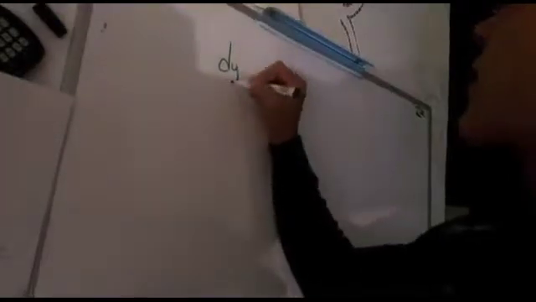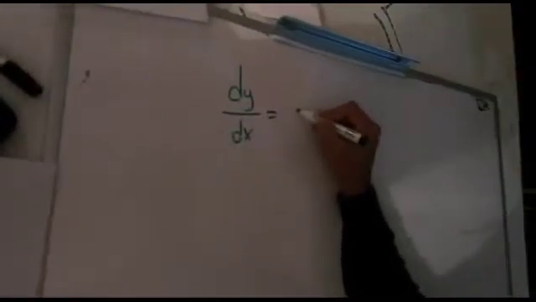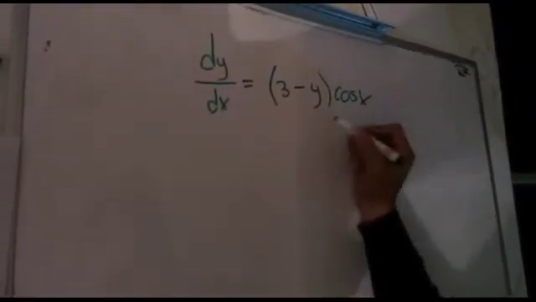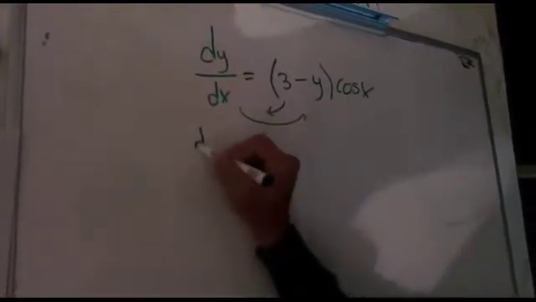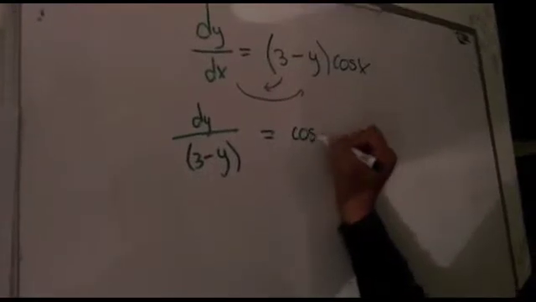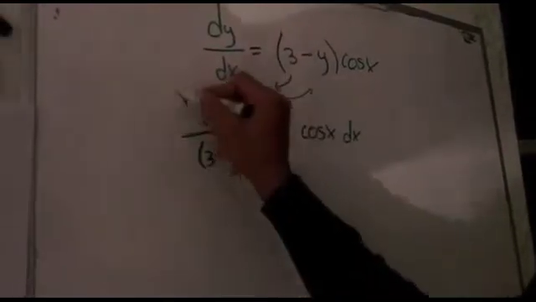Find y equals f of x, the particular solution to the differential equation with the initial condition f of 0 equals 1. First, we need to separate our x's and y's. So we put the x's on one side and the y's on the other side, leaving dy divided by (3 minus y) equals cosine x dx. Now we can integrate.